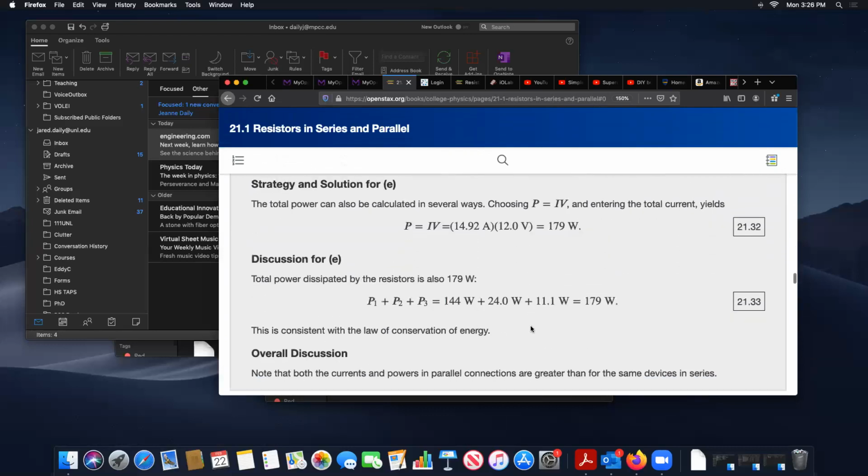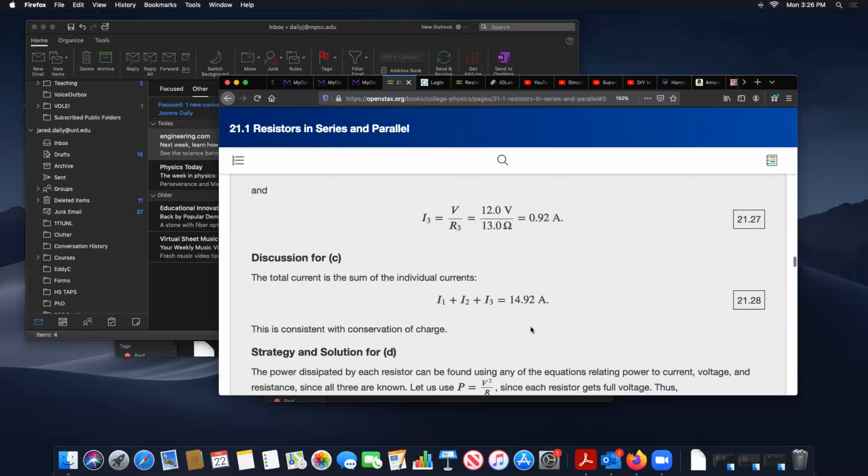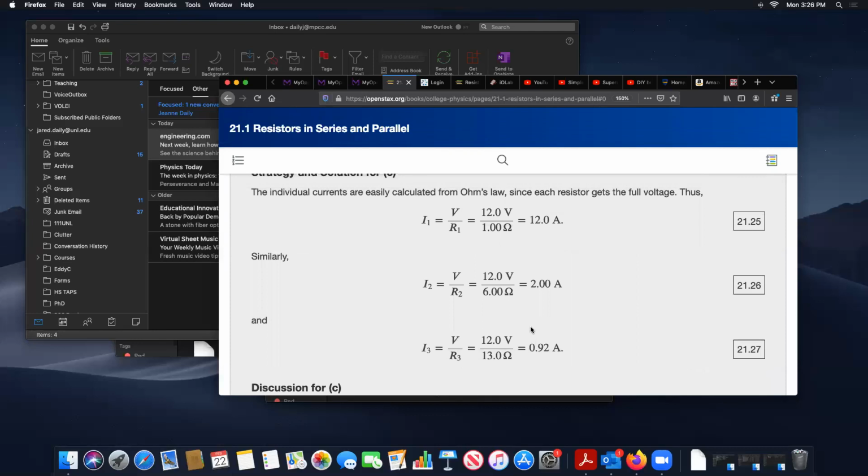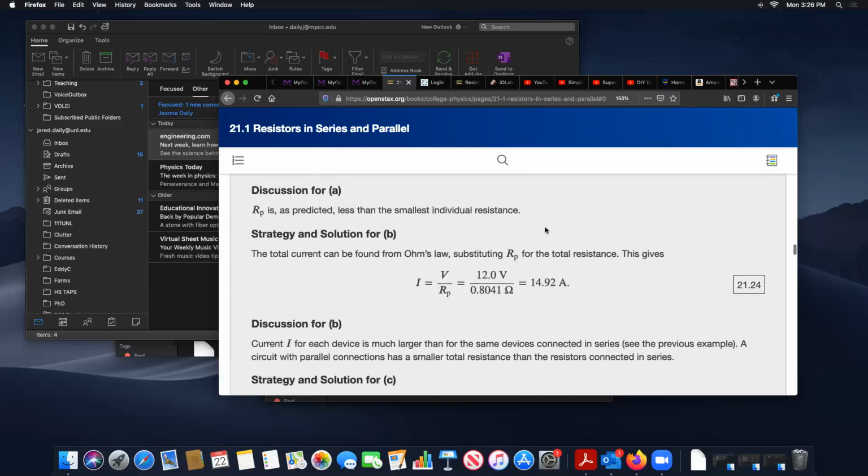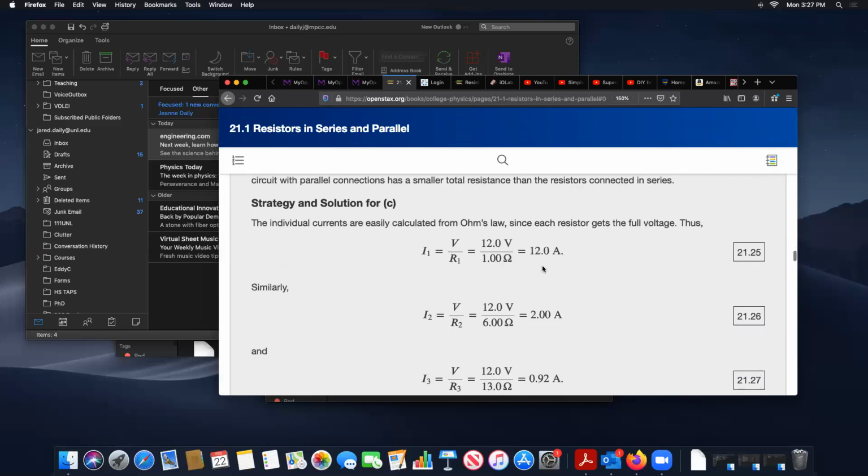So you can actually calculate the current through each one of those resistances by using Ohm's law with the 12 volts with each resistor separately. So the current going through the first one is 12 volts divided by 1 ohm, which is 12 amps. The total current was 14.9 amps. So this is definitely most of that current.